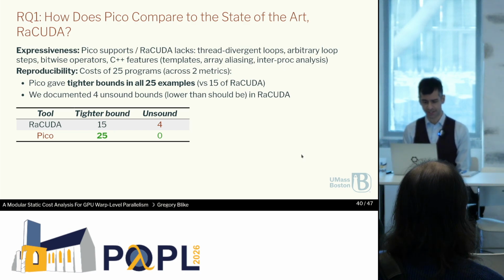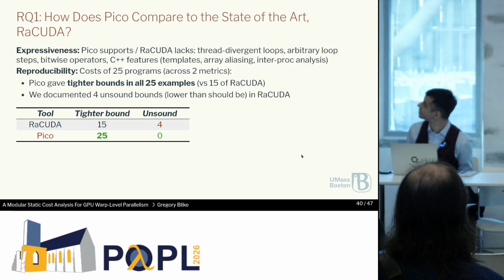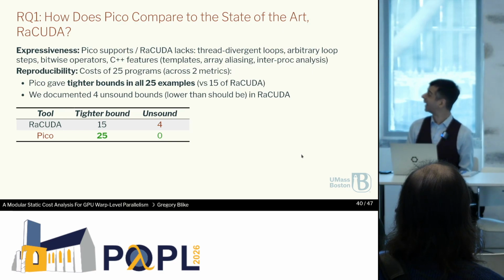In comparing with the state-of-the-art, we are able to add thread-divergent loops, arbitrary loop steps, bitwise operators, and C++ features. In the 25 programs that were part of that initial evaluation, Pico was able to give tighter bounds in all cases, or 15 prior with RaCUDA. 10 of those kernels had problems of some type, and we were able to address those. And in 4 cases, we were able to document unsound bounds in RaCUDA where we did not have the same.